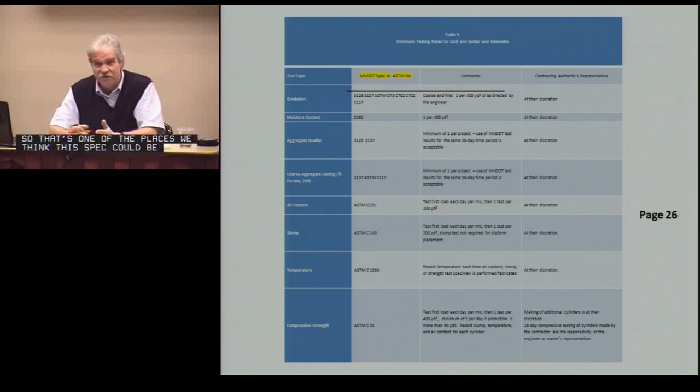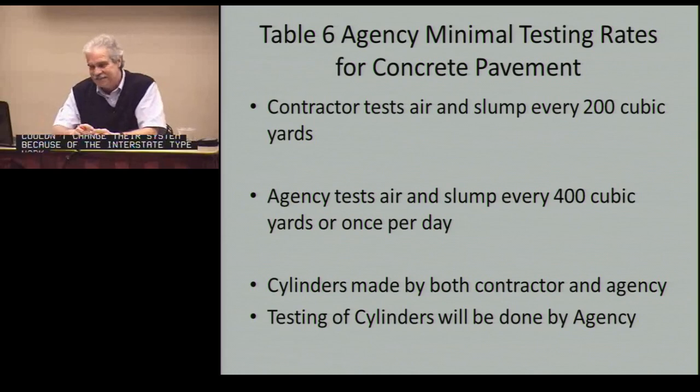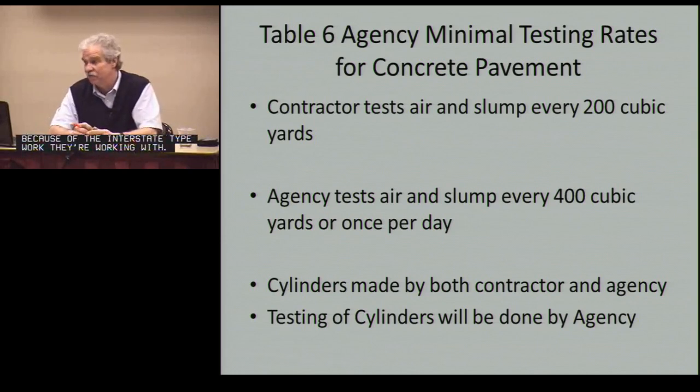Again, the MnDOT couldn't change their system because of the interstate type work they're working with. Table 6 is agency minimal testing rates for concrete pavement. Anytime the engineer wants to do it for curb and gutter sidewalk, he can use this table as well. But this is the minimum table for concrete pavement. Contractor tests the first load and every air and slump every 200 cubic yards. The agency will test every 400 cubic yards.